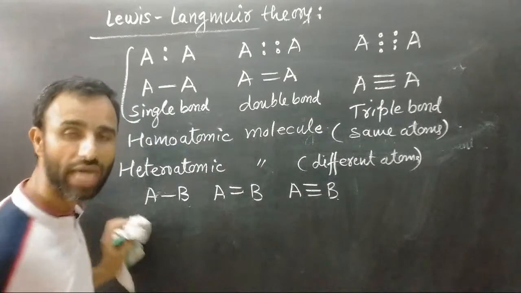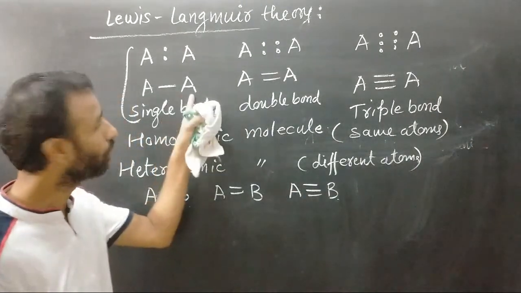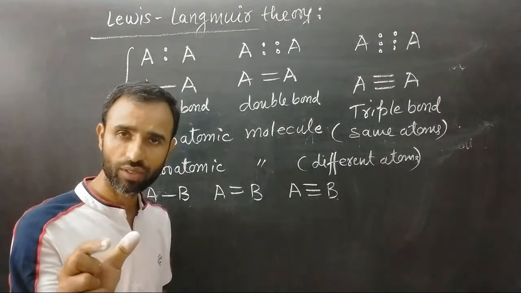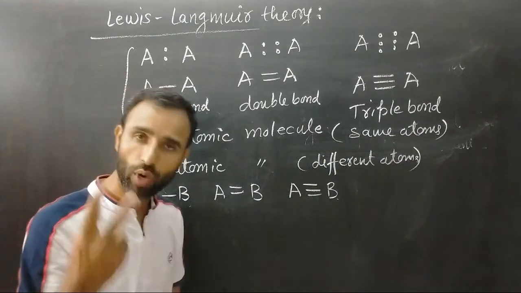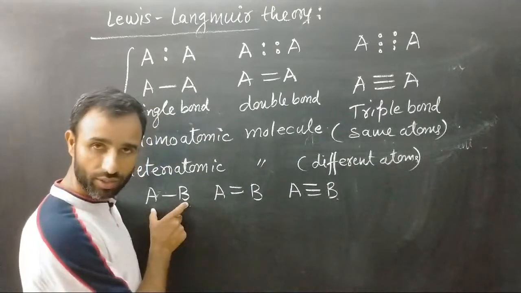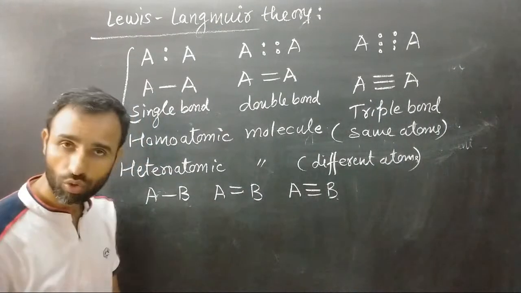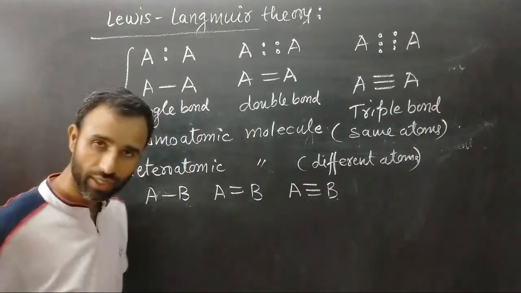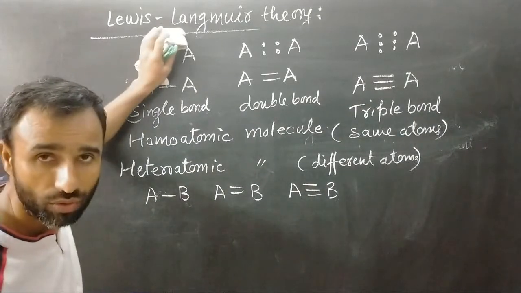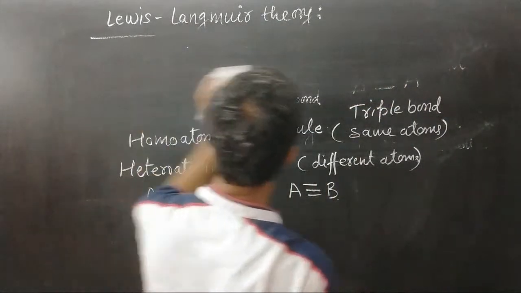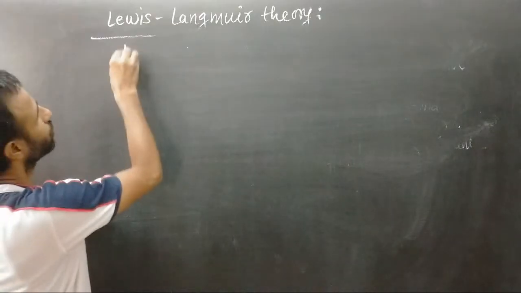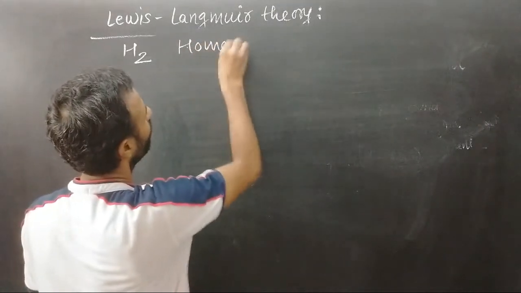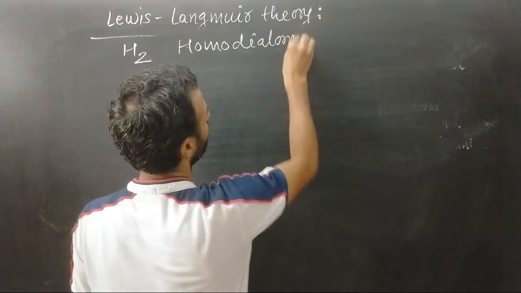They are heterodiatomic. I think you would understand homodiatomic and heterodiatomic. Two atoms in the bond, if they are different, they are called heterodiatomic. If two atoms in a bond are similar, they are called homodiatomic. Okay? Now let us discuss H2. This is the most simple homodiatomic molecule.